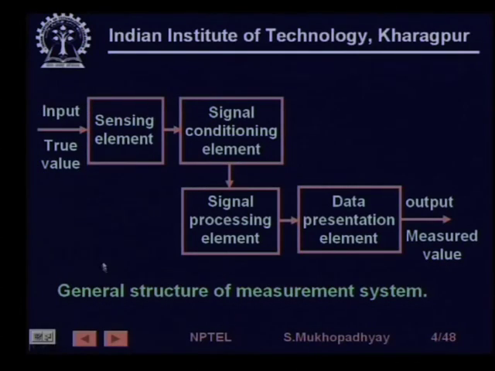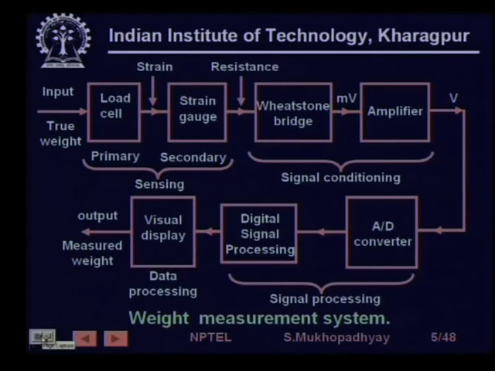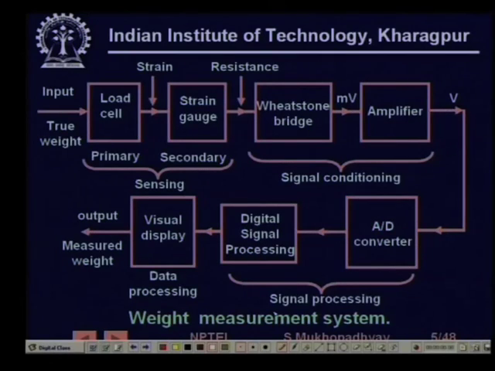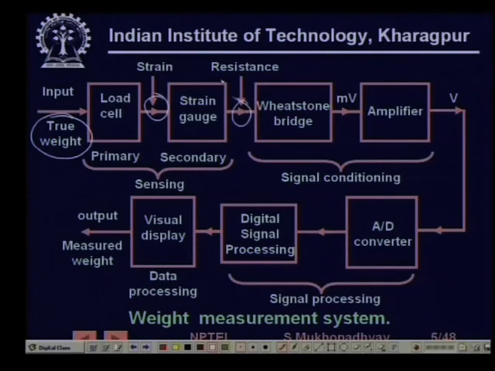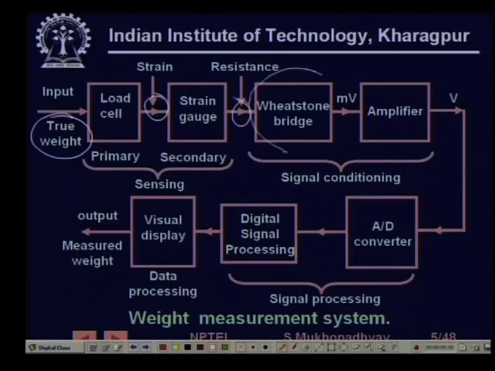For example, here is a weight measurement system. The input is the true weight, which is sensed by a mechanical member called the load cell, which converts it to strain. That is sensed by another member called a strain gauge, which converts it to a resistance form. We will see all these sensors in our future lessons. You see that there are two sensing elements. The first sensing element converts weight to strain, the next one converts strain to resistance, and then we feed it to an electrical circuit called the Wheatstone bridge, which converts this resistance change to a low level voltage, millivolts. These are signal conditioning elements.